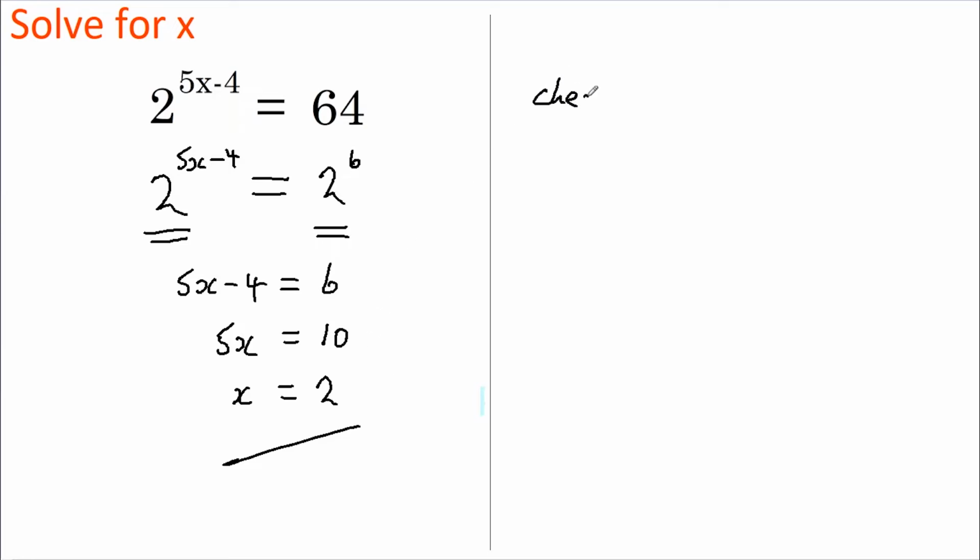Let's do a quick check on that. If x equals 2, then up here we've got 5 times 2 minus 4 is 6. So that's 2 to the power of 6. And over here we've got 64. And that is of course correct. 2 to the power of 6 does equal 64. So our answer is correct.